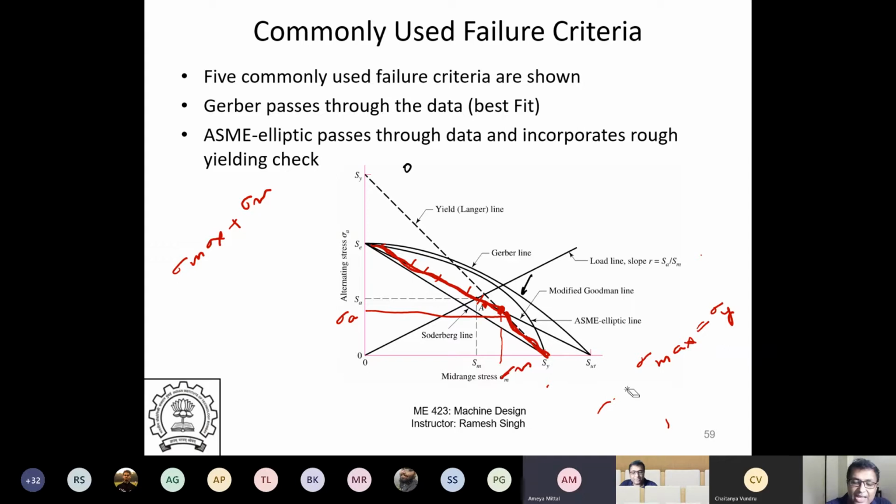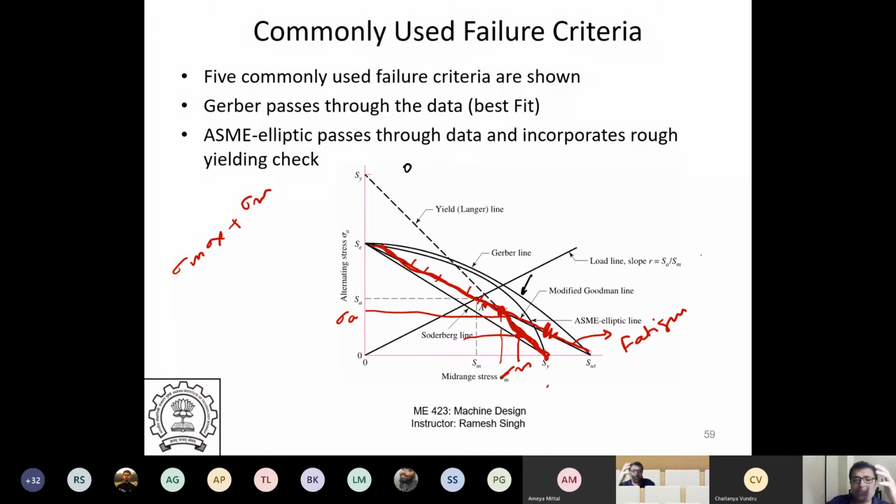So the sigma A and sigma M combination will result in yielding even before it fatigues, in the first cycle, for the combination which corresponds to this point. From this point onwards, when you hit this line, you will actually see yielding first, and fracture will happen later. This line is the fracture line, the fatigue failure line. But even before the fatigue sets in, you will see yielding.